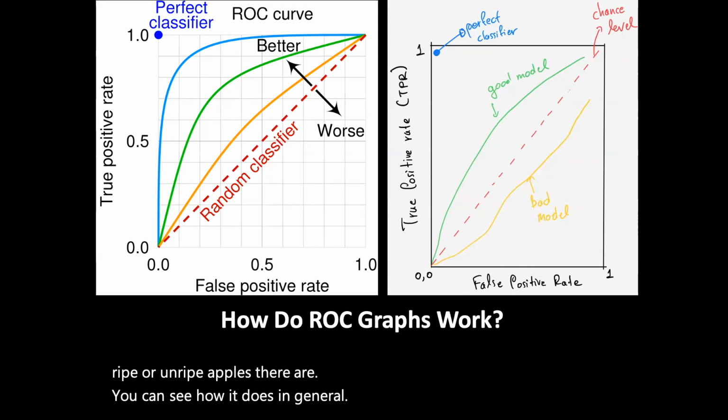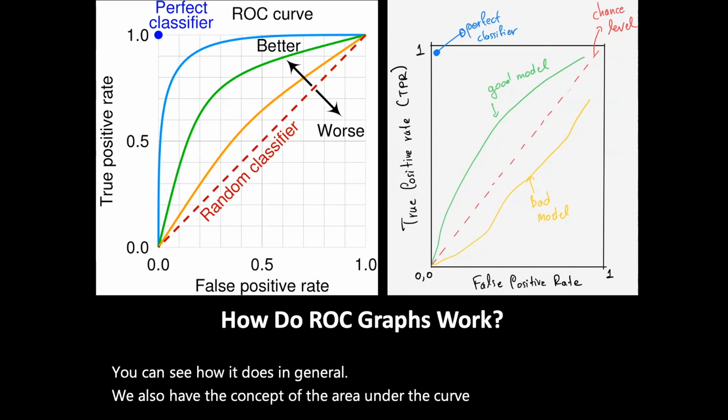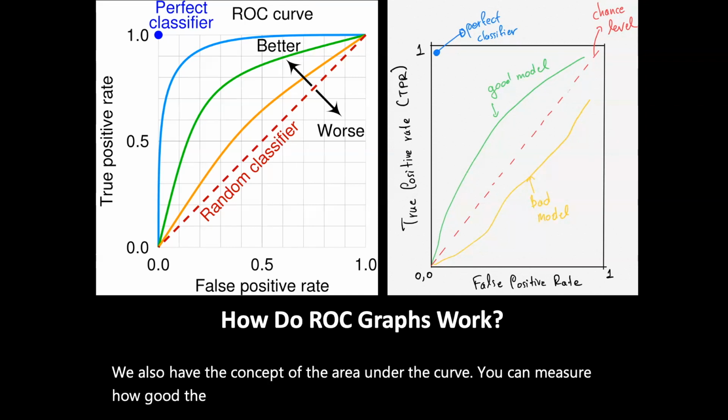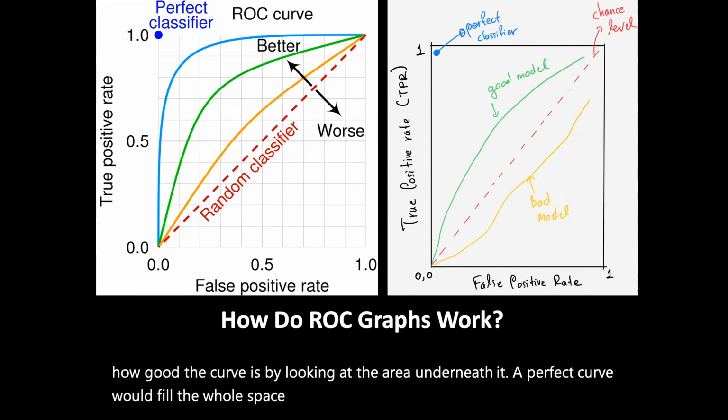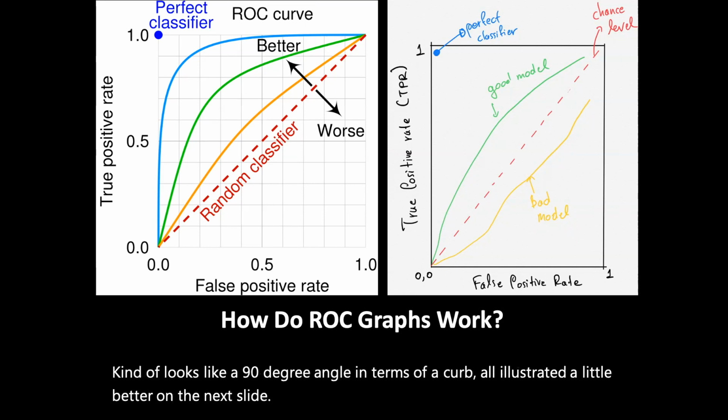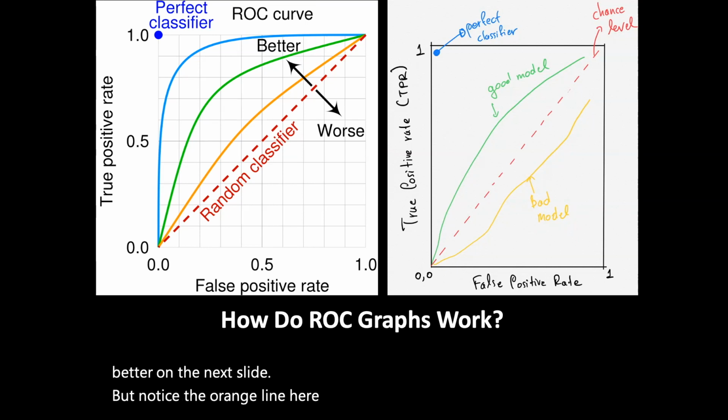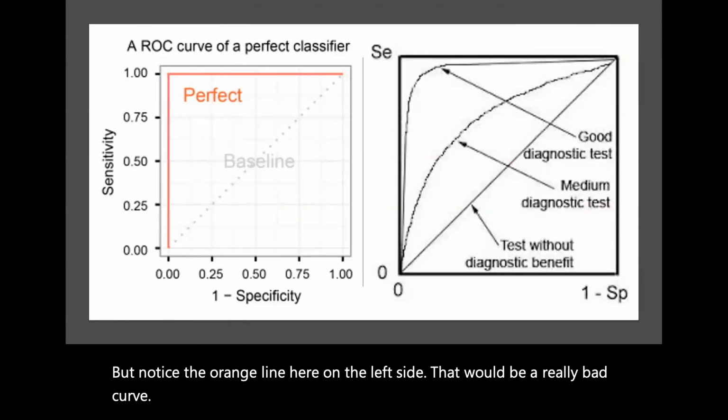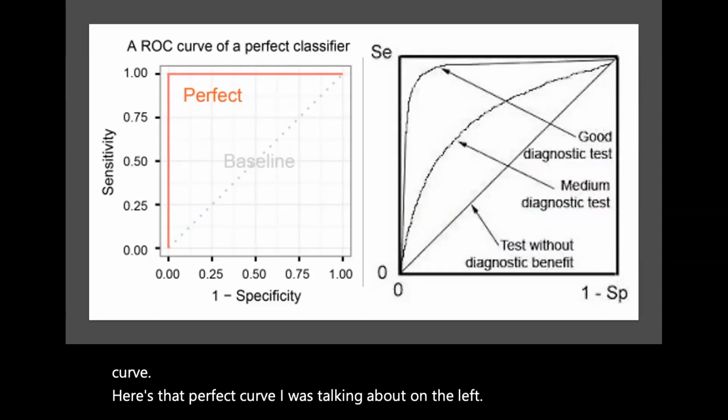We also have the concept of the area under the curve. You can measure how good the curve is by looking at the area underneath it. A perfect curve would fill the whole space, while a terrible one would just be a straight line. But notice the orange line here on the left side, that would be a really bad curve. Here's that perfect curve I was talking about on the left.